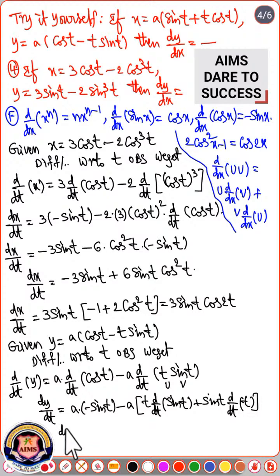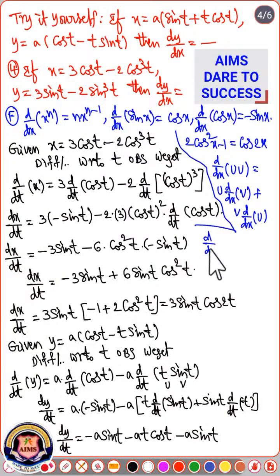So next, dy by dt is equal to plus into minus, minus a sin t. Multiplying minus a inside, we get minus a into t into the derivative of sin t, which is cos t. Again multiplying minus a inside, minus a into sin t into d by dt of t, which is 1. So we got one more formula: d by dx of x is equal to 1.